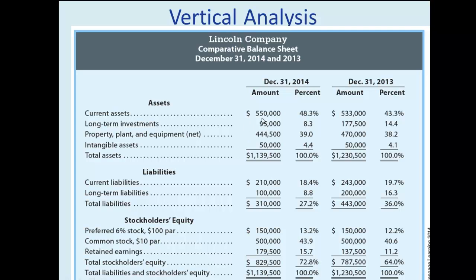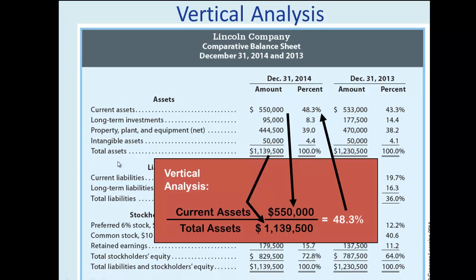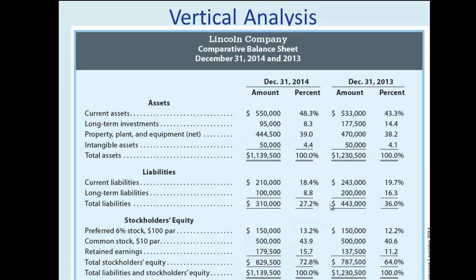The figures in the Walmart financial statements are going to be far larger, but when we use vertical analysis and put everything in this way, it makes it very easy to compare the two. So just how did we come up with this 48.3% figure here? Remember, these are our total assets. We put total assets in the denominator, or the bottom of this equation, and in the numerator we put the 550,000, because we're trying to see what percentage of our total assets are comprised of current assets. When we divide those two together, we get 48.3%.